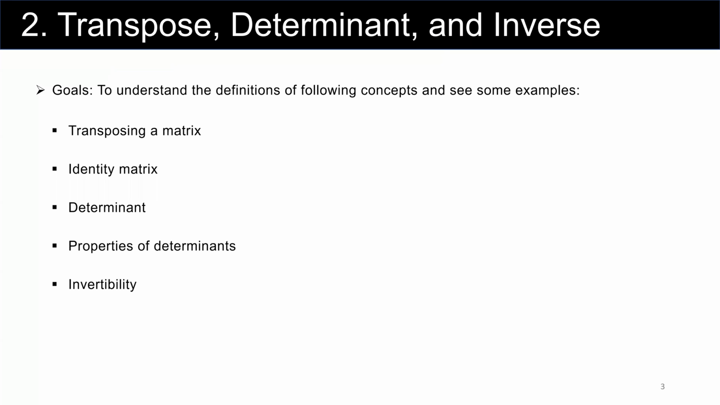So the goals of this part are first, to understand how to transpose a matrix, the definition of the identity matrix, and the determinant. We also will talk about some properties of the determinant before talking about invertibility and finding the inverse of a given matrix.